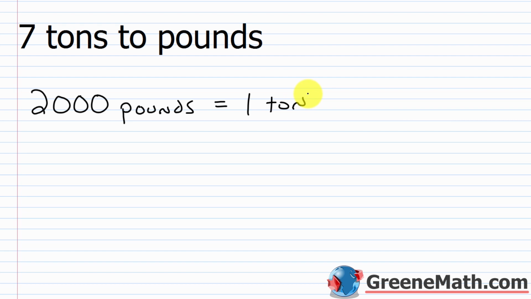Now, once you have that relationship, you want to set up something known as a unit fraction. Basically, you put the units that you want to end up with in the numerator and the units you don't want anymore in the denominator. The units you don't want are going to cancel themselves out. Because we're going from tons to pounds, I'm going to put pounds in the numerator. So I'm going to put 2,000 pounds over 1 ton.